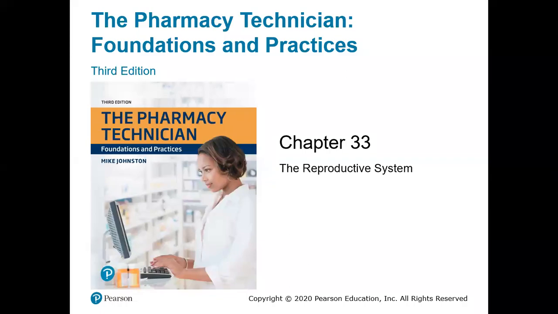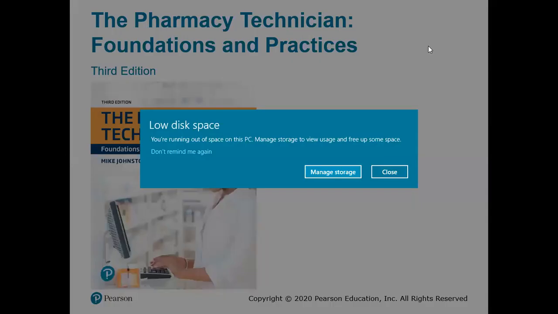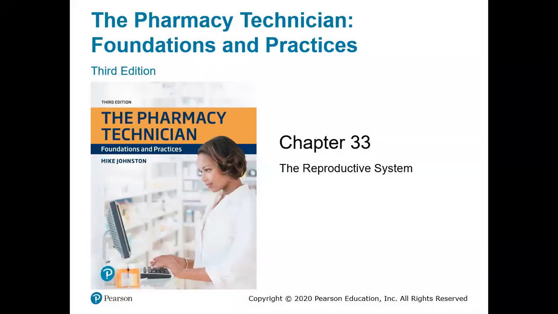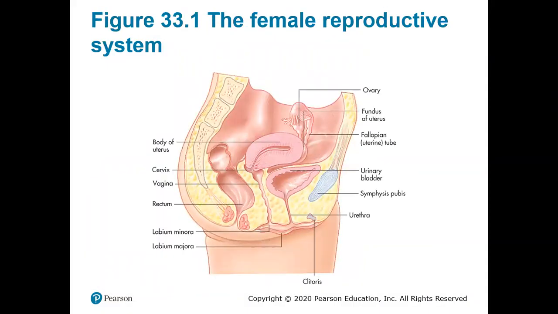Hello, so this is the Chapter 33 lecture. It will cover the reproductive system. This begins on page 562 in the textbook. Figure 33.1 details the female reproductive system. There's a diagram and labeling provided. Again, this is on page 562 in the text.